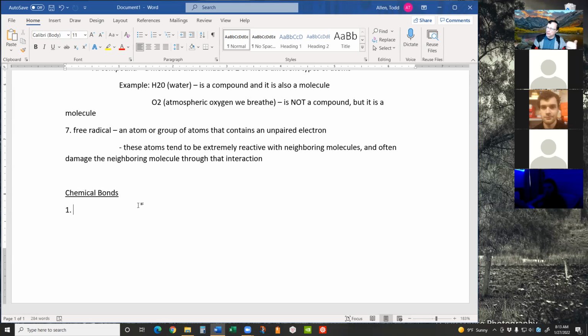Now, chemical bonds are not magnetism, but the idea of an invisible force is what I'm trying to get across to you in your mind, that there are these invisible forces that draw atoms towards each other. So chemical bonds are invisible forces that draw atoms toward each other.